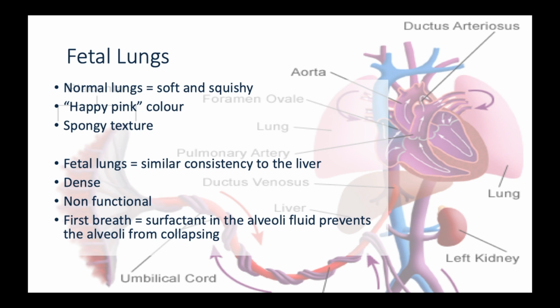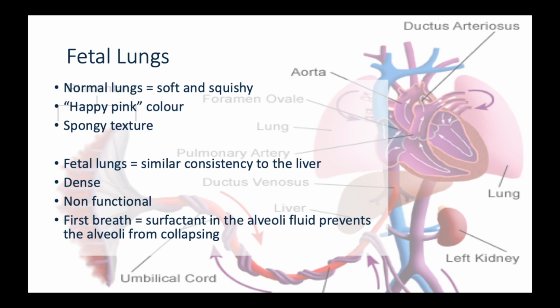Fetal lungs in little baby animals are a little bit different. Fetal lungs, of course, are not in use. They're acquiring their oxygenated blood from the placenta and from the mother. When we're looking at normal adult healthy lungs, the lung consistency itself is soft and squishy. It's really strange. They're light pink and they're very, very soft. They're very, very light. I kind of think of them as pink clouds. They're this light pink, happy pink color, as I call it. Spongy texture. Fetal lungs, because they're not in use, have similar consistency to the liver. This means that they're much more dense in texture, and of course they're non-functional.